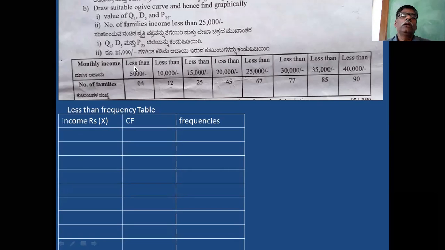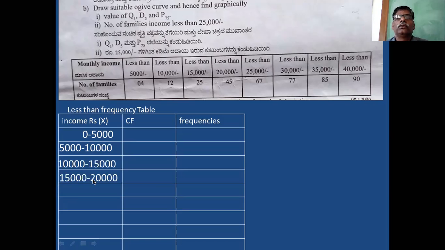Now you calculate the lower limit for this. 0 to 5,000, 5,000 to 10,000: the upper limit 5,000 becomes the lower limit, then 10,000 becomes the lower limit for the next group. 15,000 to 20,000, 20,000 to 25,000, 25,000 to 30,000, 30,000 to 35,000, 35,000 to 40,000.